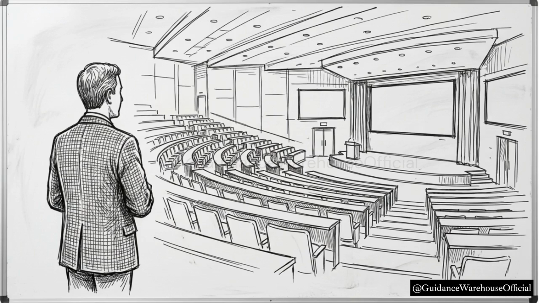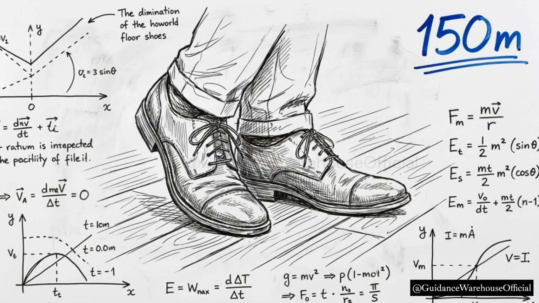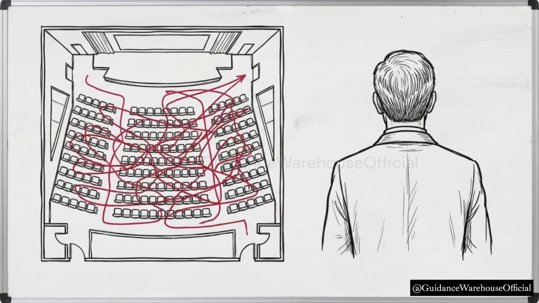Imagine a professor pacing back and forth across the front of a lecture hall. If they walk a total of 150 meters during the class, but end up standing in the exact same spot where they started, did they actually go anywhere?